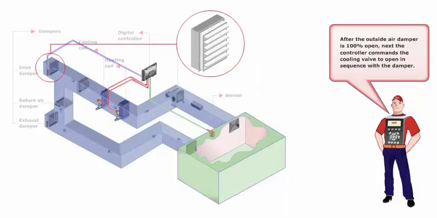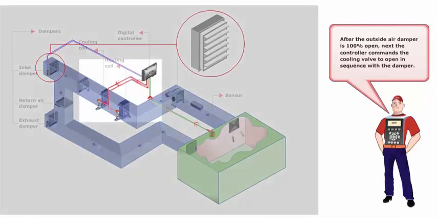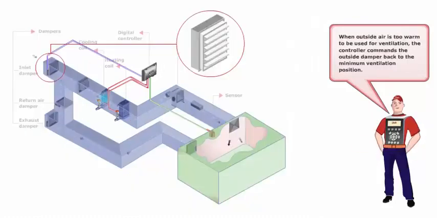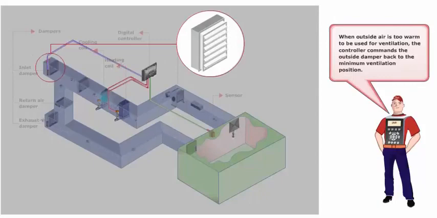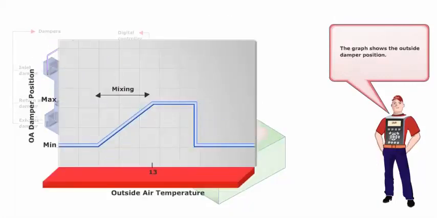After the outside air damper is 100% open, next the controller commands the cooling valve to open, in sequence with the damper. When outside air is too warm to be used for ventilation, the controller commands the outside damper back to the minimum ventilation position. The graph shows the outside damper position.